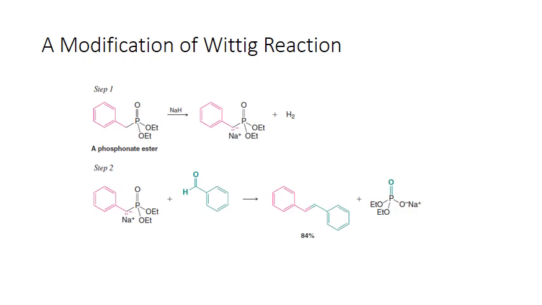We can use a phosphonate ester in place of phosphonium salt to carry out a modified Wittig reaction.